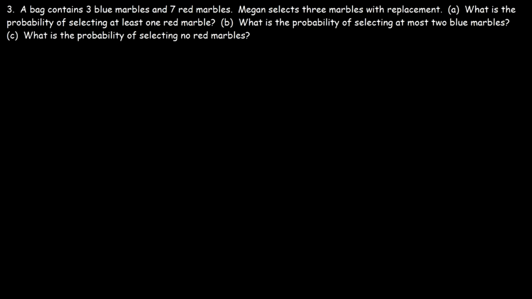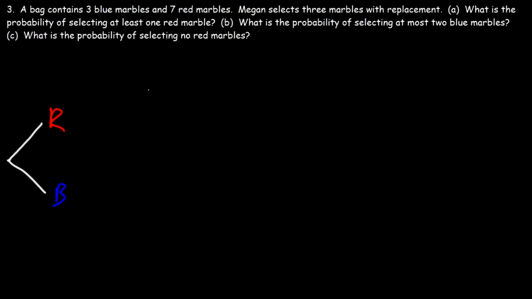Number 3. A bag contains 3 blue marbles and 7 red marbles. Megan selects 3 marbles with replacement. What is the probability of selecting at least 1 red marble? So let's begin with a tree diagram. As always, we have 2 options. On the first try, she can select a red marble or a blue marble.